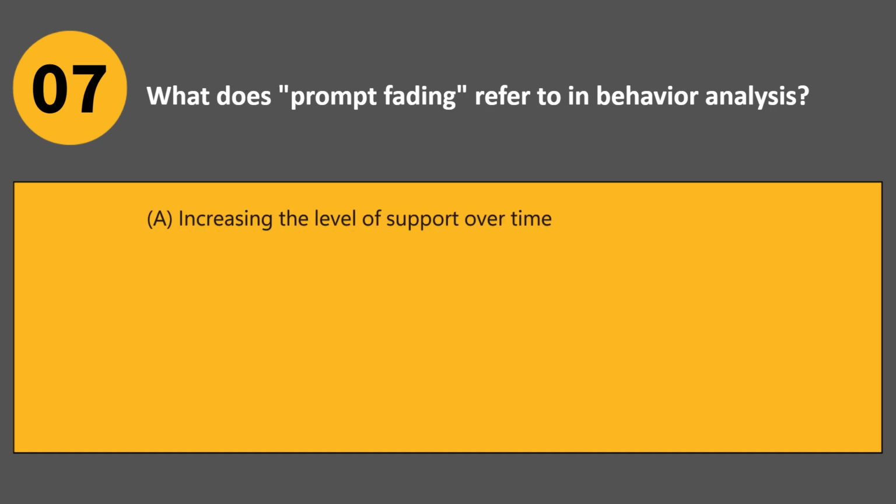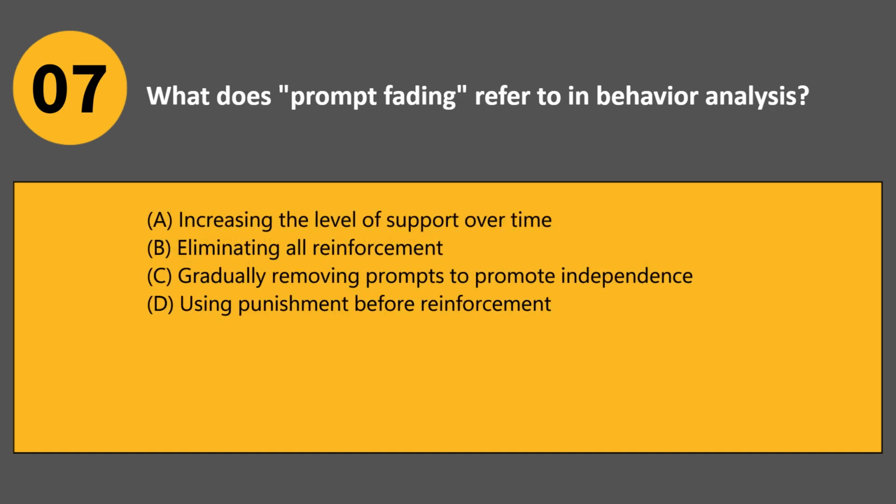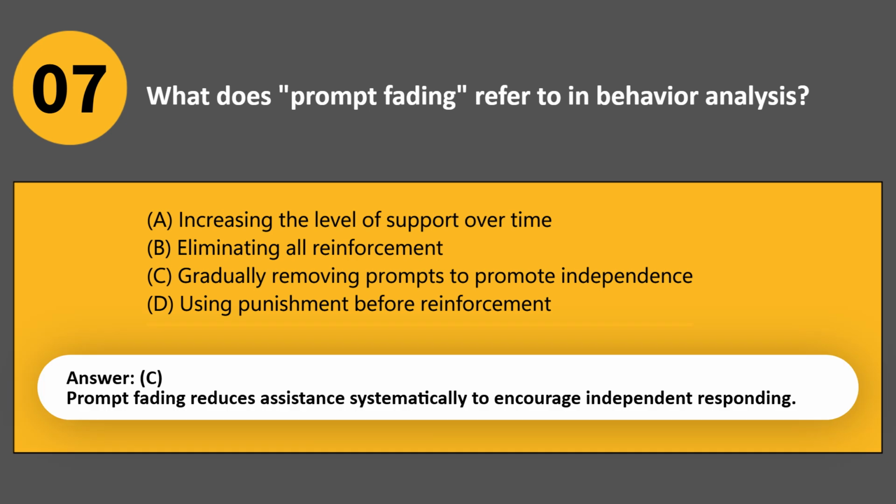What does prompt fading refer to in behavior analysis? A. Increasing the level of support over time. B. Eliminating all reinforcement. C. Gradually removing prompts to promote independence. D. Using punishment before reinforcement. Answer: C. Prompt fading reduces assistance systematically to encourage independent responding.